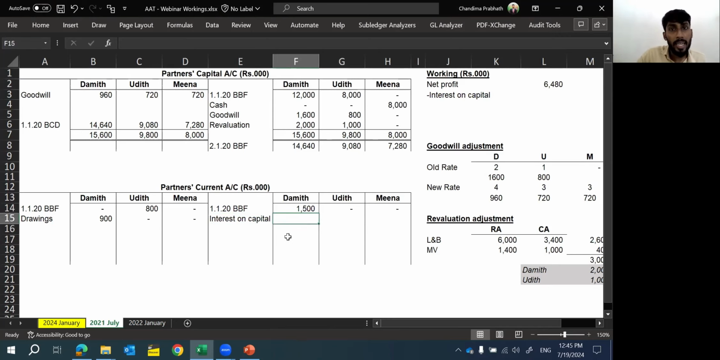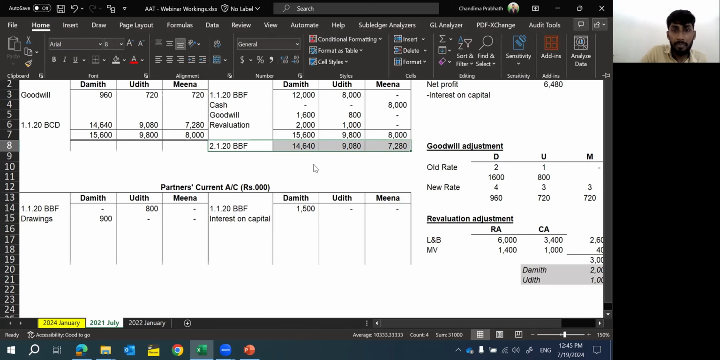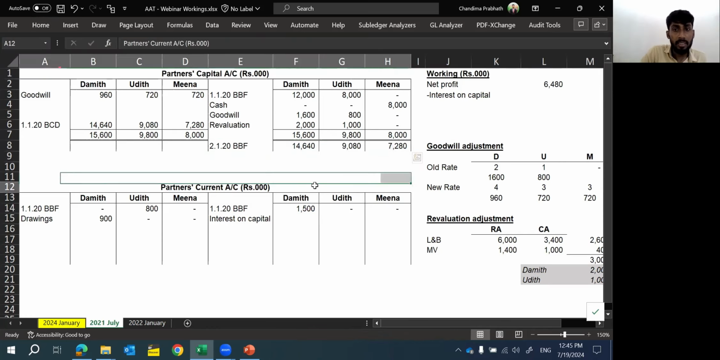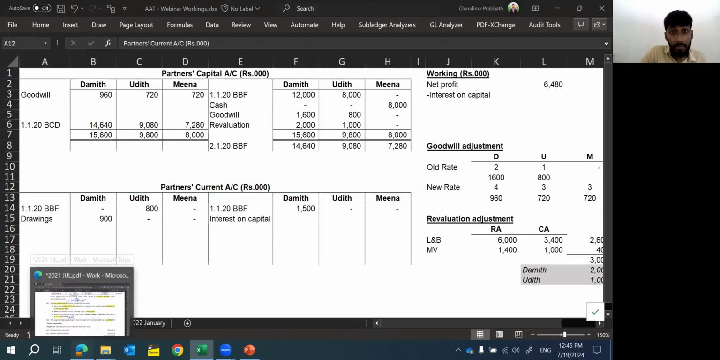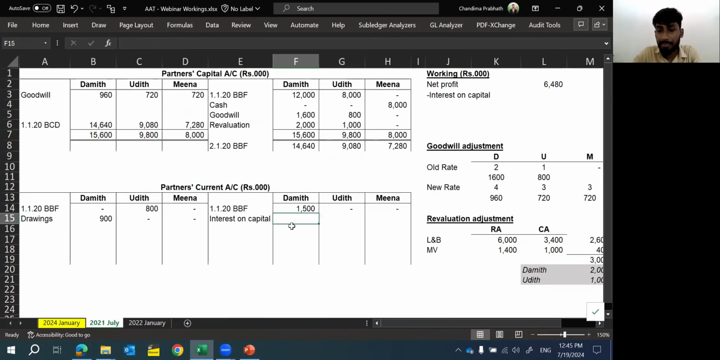Now, how to get that? We do not need to do a separate working. Why? We have the capital account balances here. Based on these balances, we just need to apply the interest rate. So interest on capital is 10% per annum. Very easy. So how to do that? 14,640 into 10%. You can also do this in your calculator.